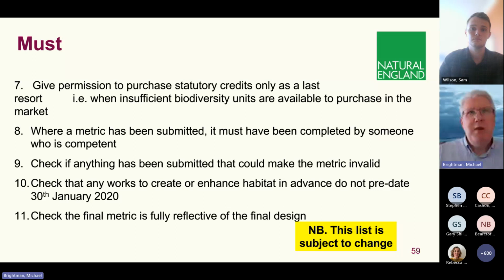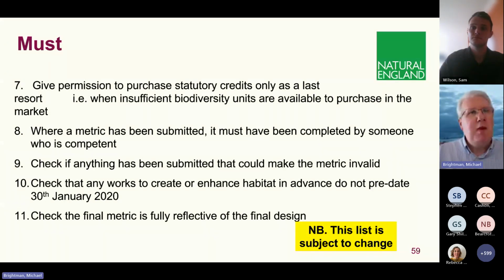Where a metric is submitted, it must have been completed by someone who is competent. In addition to that, you must check that if anything's been submitted, that would make the metric invalid. And also, any works to create enhanced habitat in advance do not predate 30th of January 2020. Habitat creation and enhancement that has happened on or after, or started on or after 30th of January 2020 can be included as biodiversity units on site and off site.